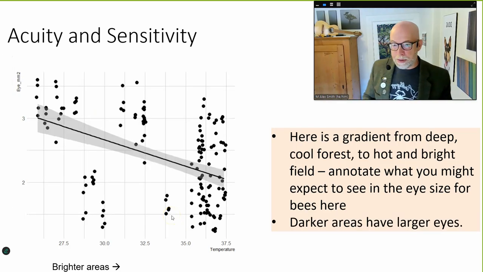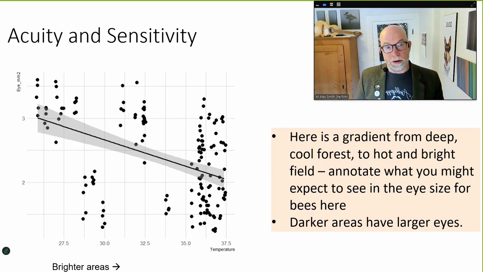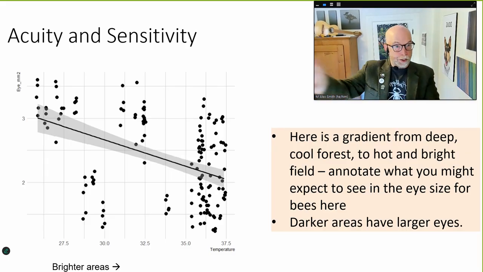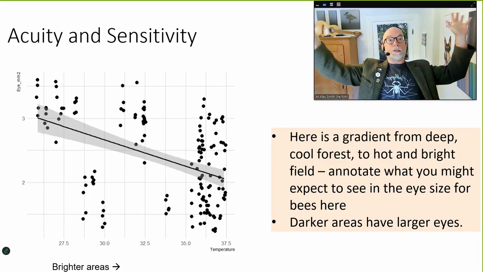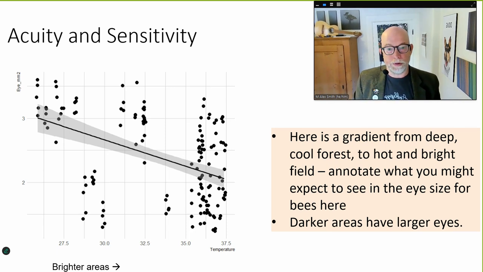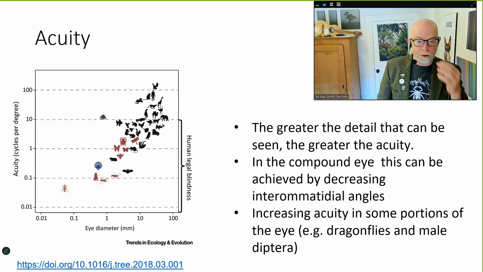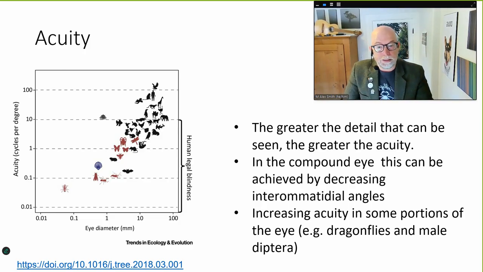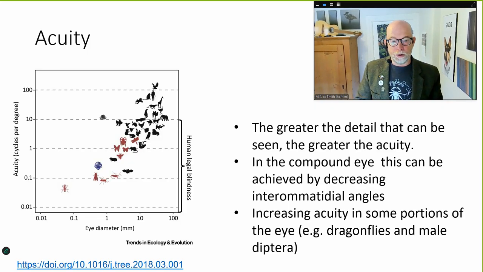For a set of bees, this is the trend that we actually see. Darker areas have larger eyes and larger ommatidia. If the eye shape doesn't change across this gradient, they're sacrificing the acuity, the fine detail, for harvesting more photons in a photon-poor environment. So, very cool. Well done, all of you. Now, when we think about acuity, the detail that can be seen, the greater the detail, the greater the acuity. So getting smaller ommatidia increases the acuity.